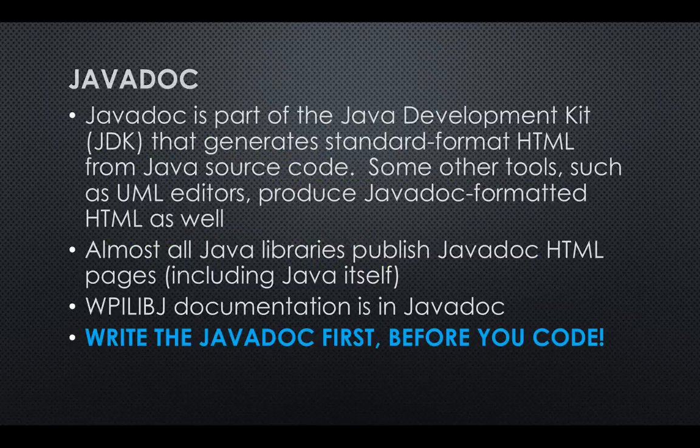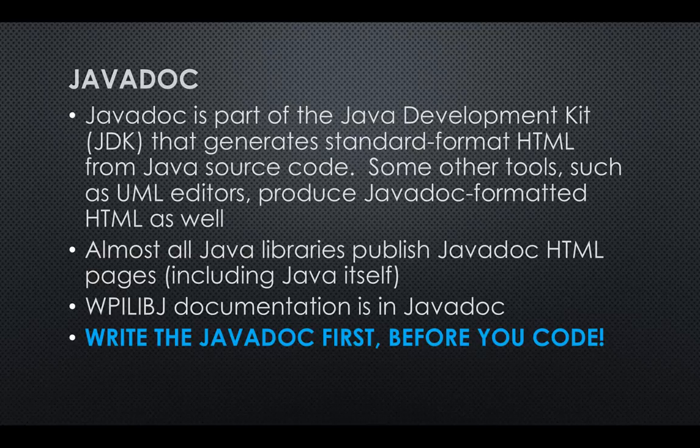Javadoc is part of the JDK. So when you download the Java JDK, you've already got it. The Javadoc processor generates standard format HTML from Java source files. Some other tools, such as UML editors, also produce Javadoc formatted HTML as well. So it's become, for all practical purposes, a universal standard. Everyone does it in the Java programming profession. And you find that other languages are starting to incorporate Javadoc-inspired features into their standards as well.